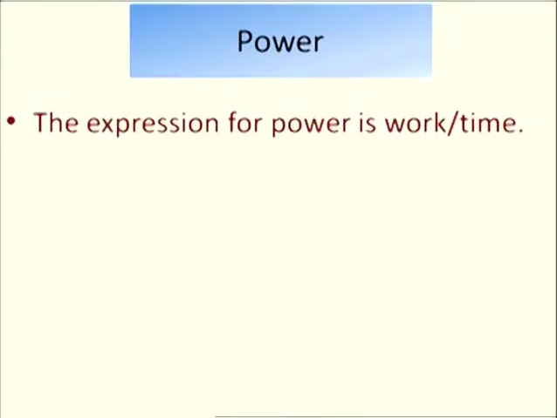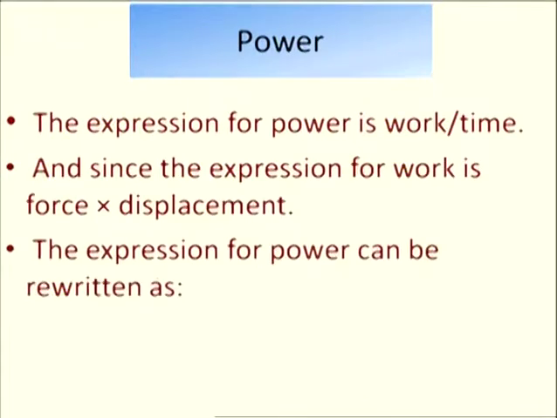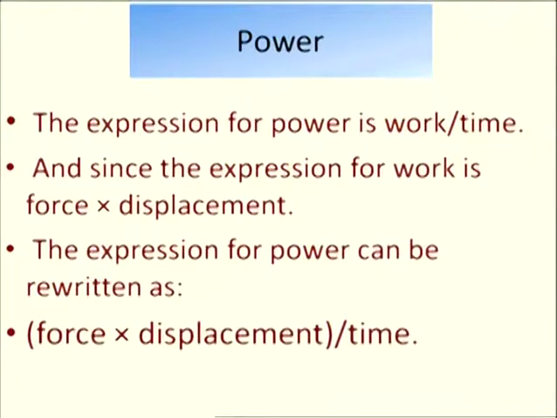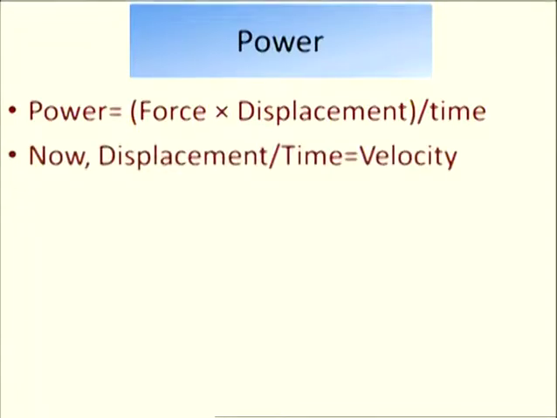So the expression of power is work upon time, and since the expression of work is force multiplied by displacement, the expression of power can be rewritten as force multiplied by displacement upon time. So power is nothing but force multiplied by displacement upon time. Now displacement upon time is the velocity. We all know that displacement upon time is nothing but velocity.